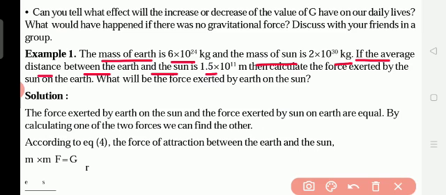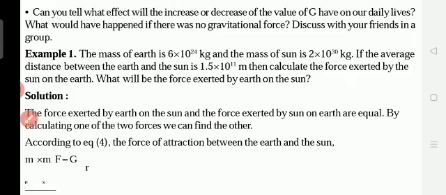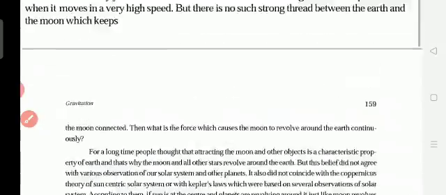So according to the weight of the two bodies and the distance, we can calculate the gravitational force. Calculate the force exerted by the sun on the earth. This is the force which exists between them. So what will be the force exerted by the earth on the sun? How does the earth attract the sun? This is the equation we use.